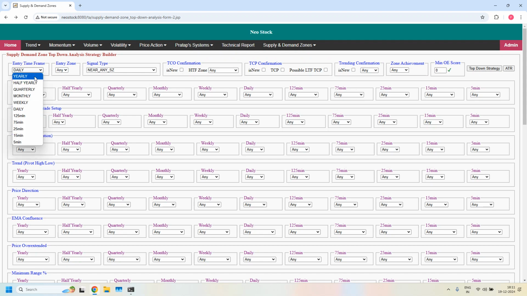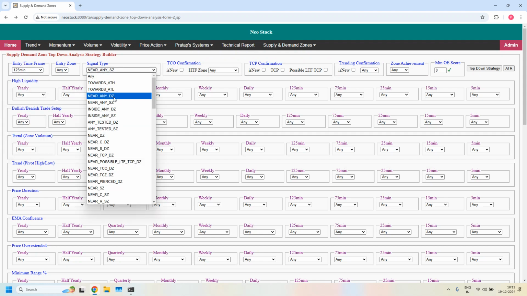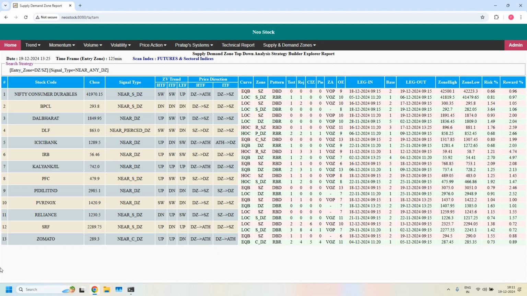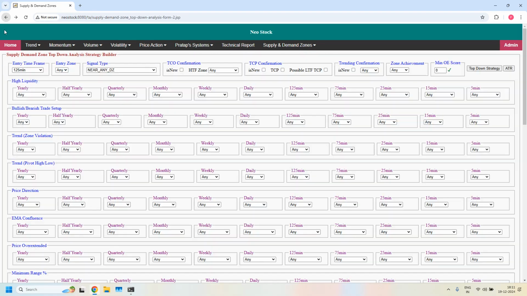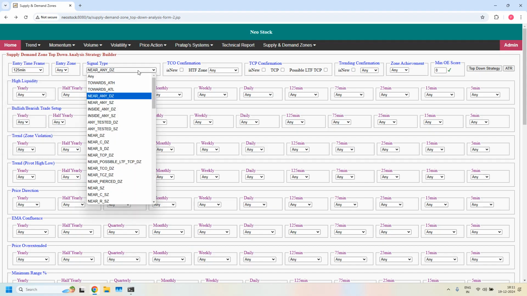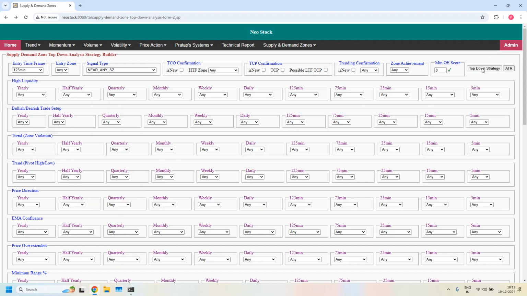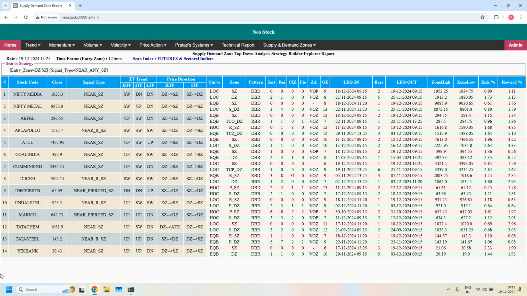Okay, next time frame 125 minutes, stocks near 125 minutes demand zone. 13 stocks are filtered. Next 125 minutes time frame, stocks near 125 minutes supply zone. 14 stocks are filtered.